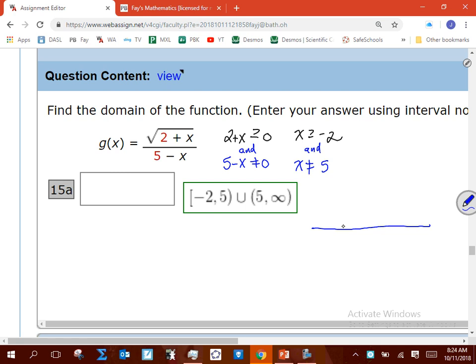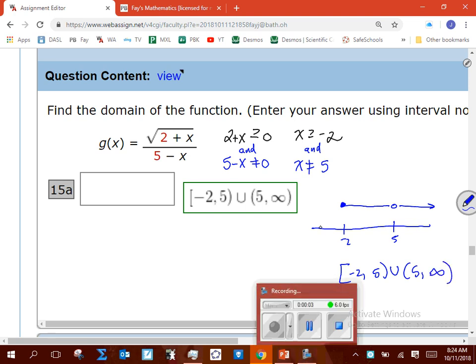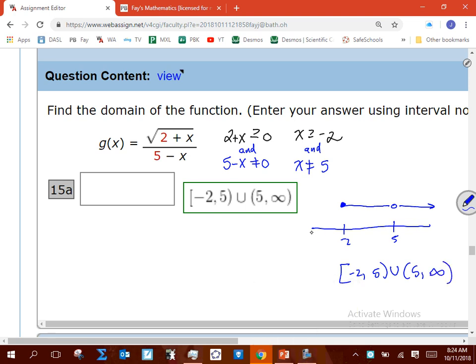So again, we start with our number line. We'll find -2 on it. We'll find 5 on it. 5's got to have an open dot. -2 needs to have a closed dot. And we're looking at solutions like that. All right. So putting that in interval notation, we're going to go -2 up to 5, kick out 5, and finish at infinity.